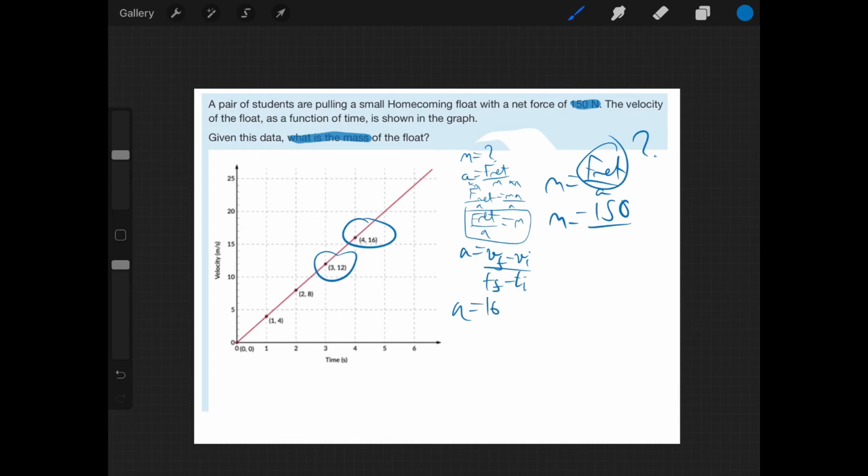So final velocity is 16 minus initial velocity 12. And that would go over the corresponding times. So the final time, which is corresponding to the final velocity being 16, would be 4, and then initial time would be 3. So now, doing the subtraction first, you get 4 over 1. And then doing the division, it's just 4 meters per second squared. Remember the units. Always remember the units.